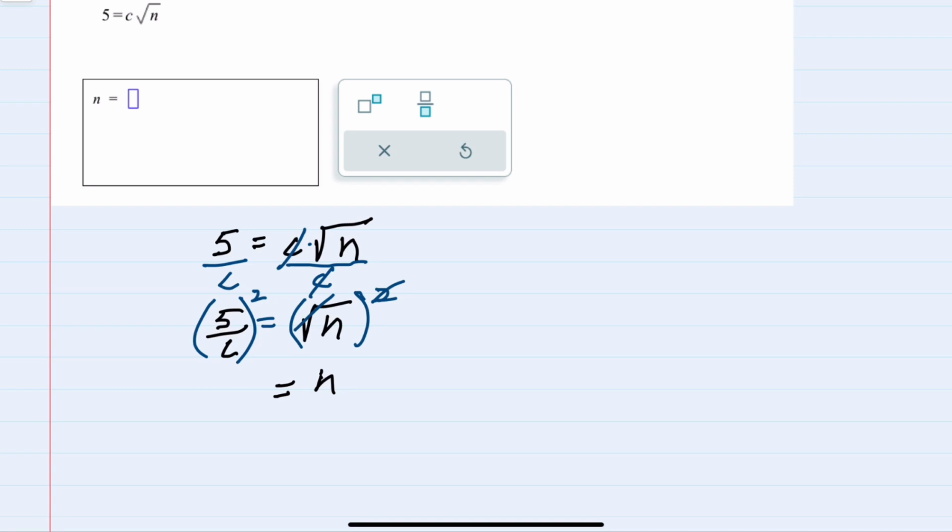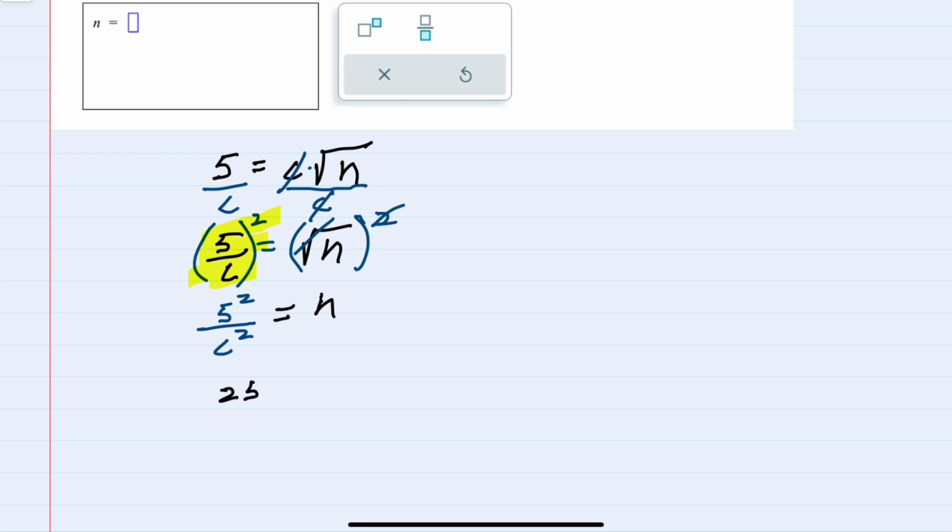I just need to simplify the left-hand side as much as possible. I can see that I have this fraction being squared. So to simplify, I can say that this is 5 squared in the numerator and c squared in the denominator. The last piece of simplification would be to square that 5, which gives us 25 in the numerator. The c squared in the denominator can't be simplified, and the n is by itself.